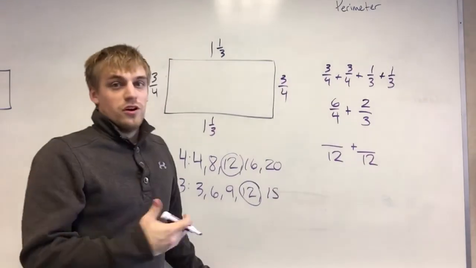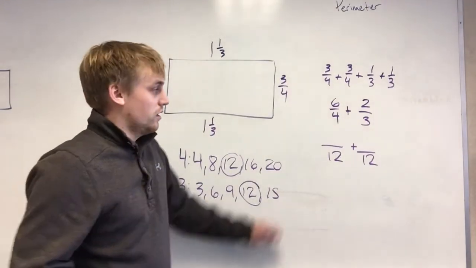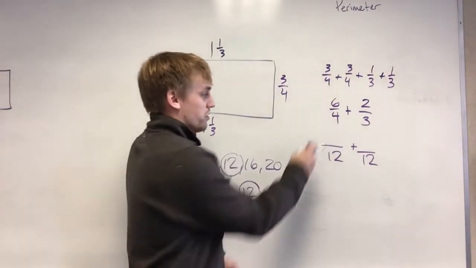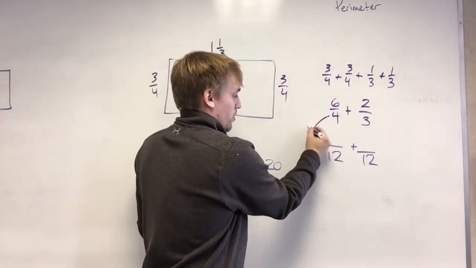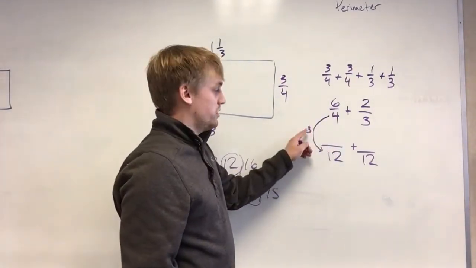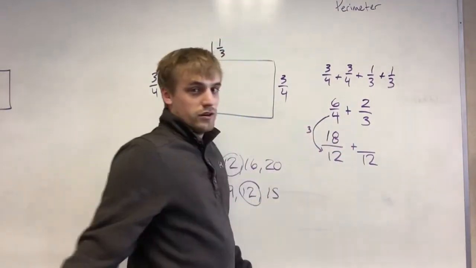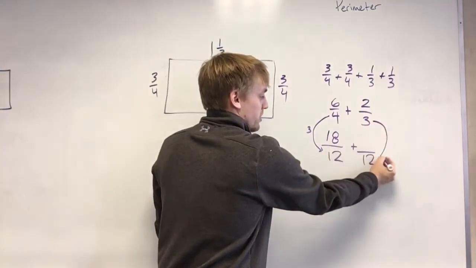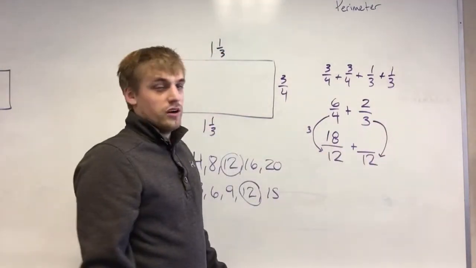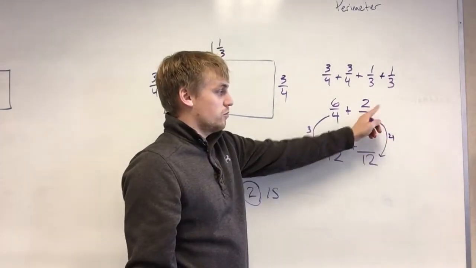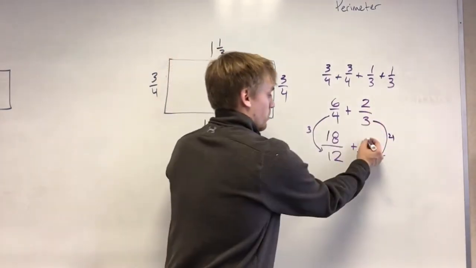This is probably the hardest part, what's next. 4 times what gives me 12? Well, 4 times 3 gives me 12. So you're going to take 3 times the numerator to get your new numerator. 3 times what gives me 12 over here? 3 times 4. So you're going to take 4 times the numerator to get your new numerator, which would be 8.